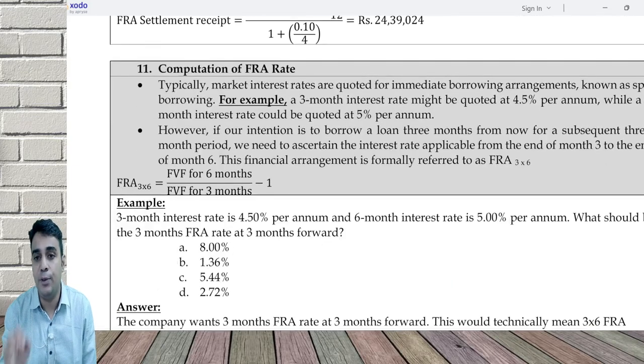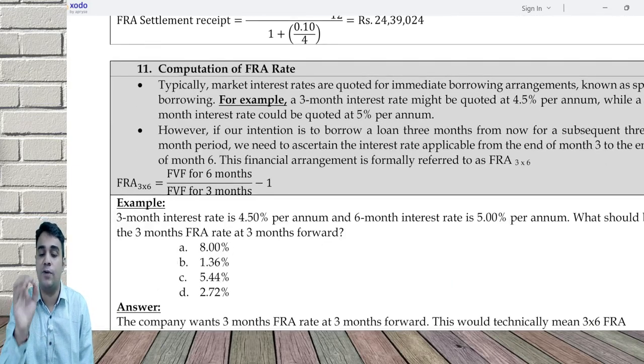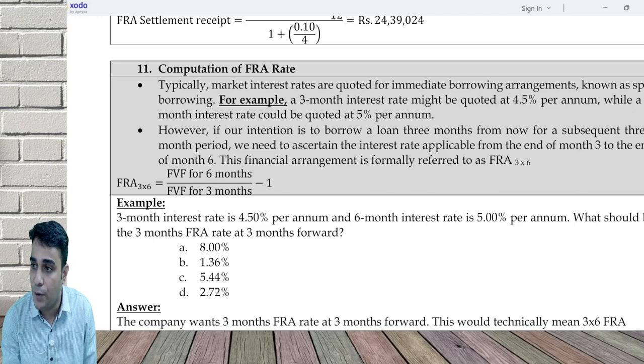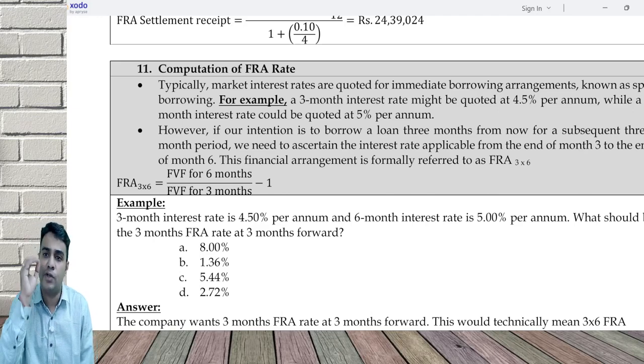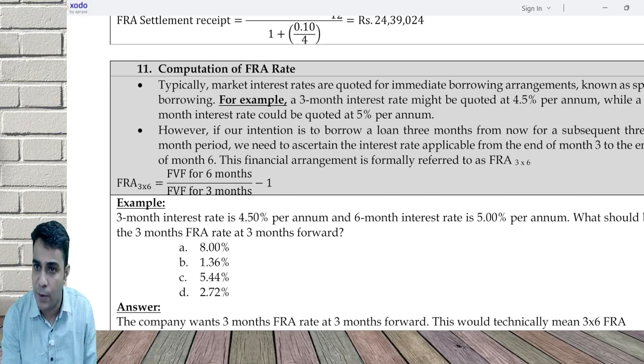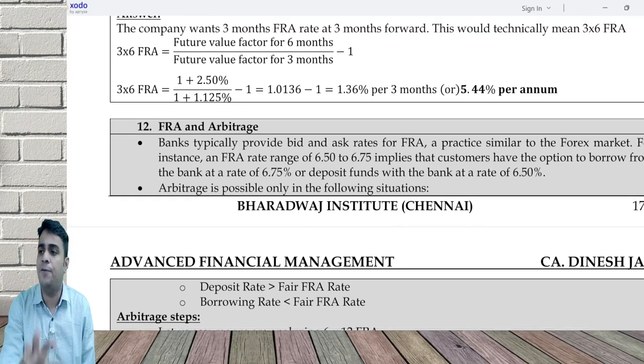Computation of FRA rate. You can calculate FRA 3 by 6 as the future value factor for 6 months divided by the future value factor for 3 months. FRA 6 by 12 is the future value factor for 12 months divided by the future value factor for 6 months. Using the FRA, you can do arbitrage where you compare two things, the fair FRA rate and the actual FRA rate, and an arbitrage strategy will be decided. You can just go through that part of it.